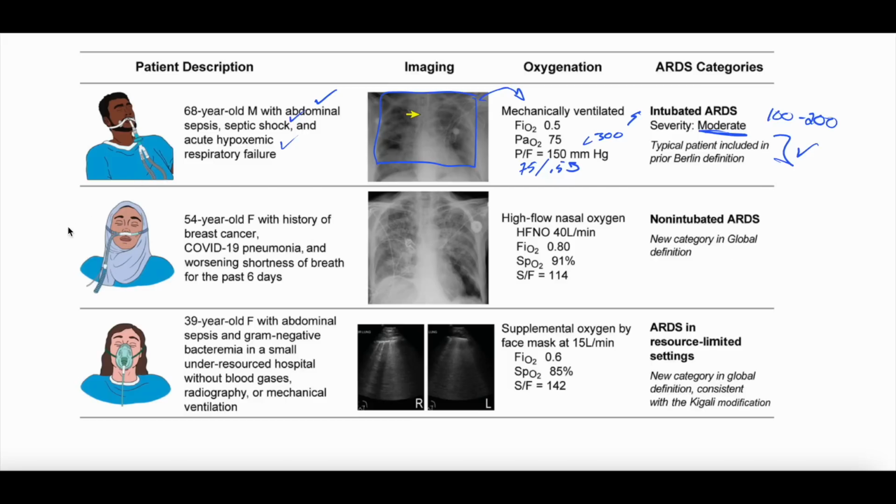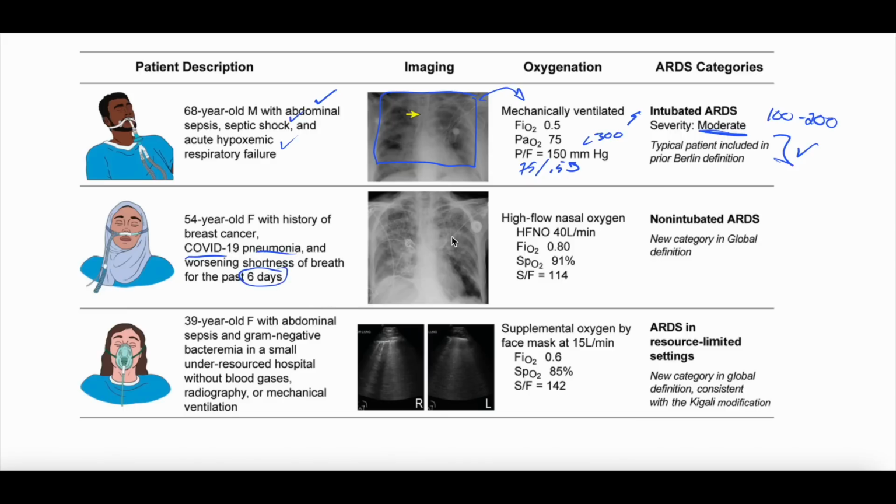So by the previous Berlin criteria, you couldn't diagnose this patient with ARDS. Now, I think a lot of us did, but strictly speaking, by the previous Berlin criteria, you were unable to. But by the new criteria, can we? 54-year-old female, history of breast cancer with COVID pneumonia, worsening shortness of breath over the past 6 days.